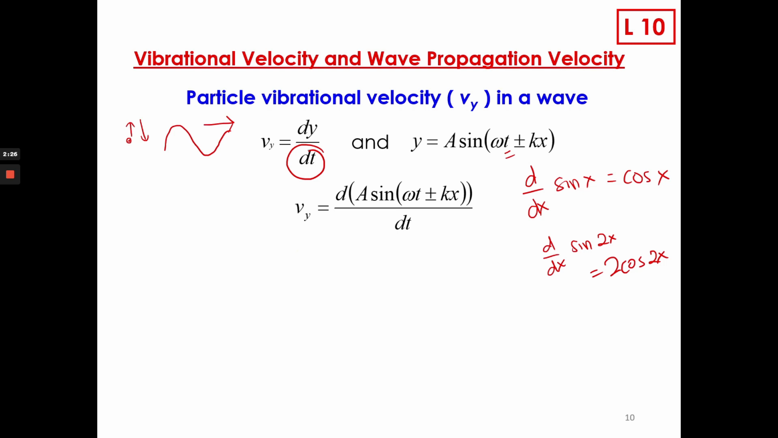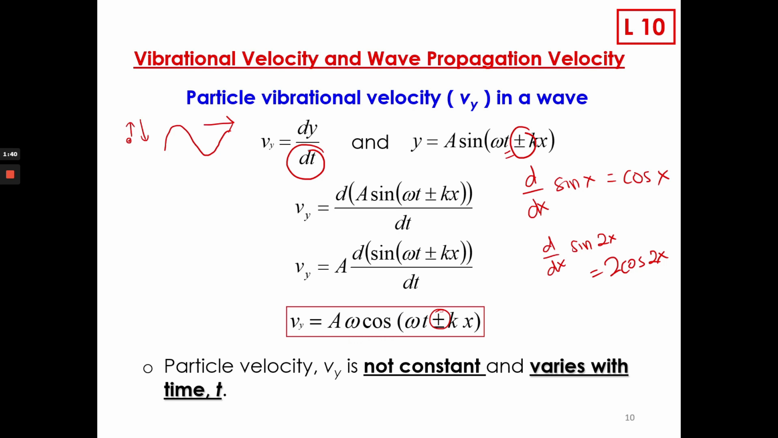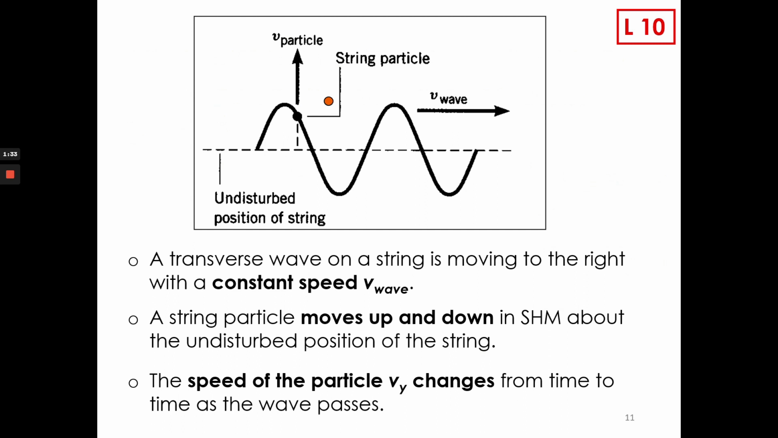Now apply this concept to our equation y = A sin(ωt ± kx), differentiating with respect to t. We will have velocity equals Aω cos(ωt ± kx). This plus or minus indicates the equation is applicable for both cases. When you have plus kx, the formula will be Aω cos(ωt + kx). If you have minus kx, the velocity will be Aω cos(ωt − kx). Particle velocity Vy is not constant and varies with time. So this is the equation of particle vibrational velocity.